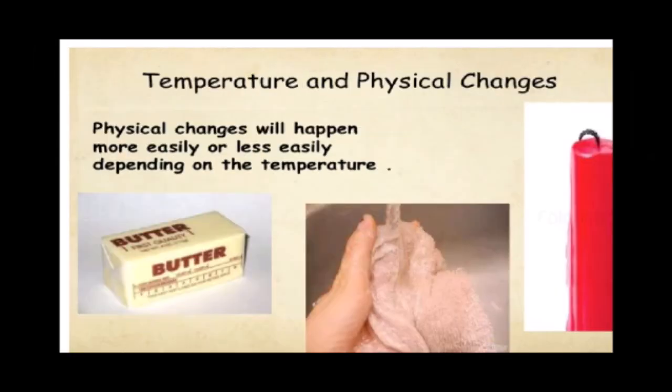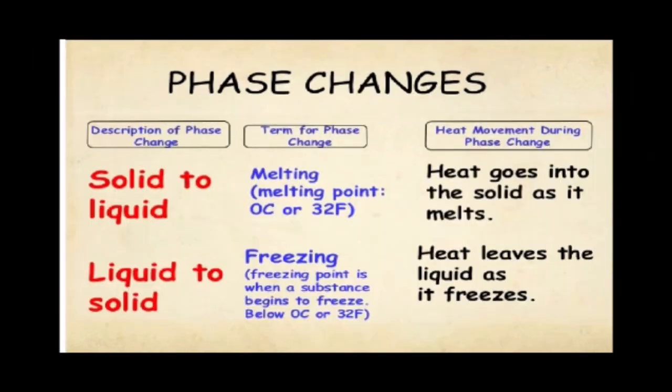Physical changes will happen more easily or less easily depending on the temperature. If you keep the butter outside in room temperature, you will find it in a melted form. But if you keep it in the refrigerator, you find it as solid. Solid to liquid, heat goes into the solid as it melts. Liquid to solid, heat leaves the liquid as it freezes.